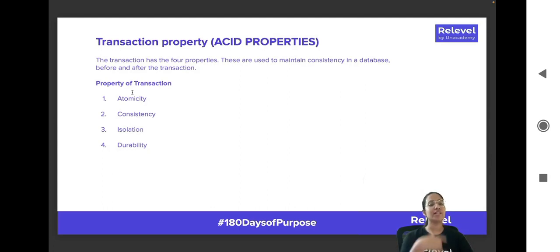Durability means that once a transaction is completed, its changes are to be sustained forever. No system failure or hardware failure can lead to loss of the database after the transaction. You should have relevant recovery mechanisms in place to make sure nothing is ever lost. This completes our very basic idea about what transactions are and what transaction properties are.